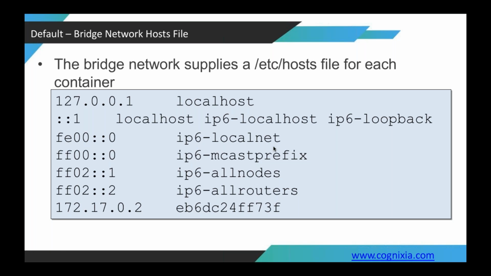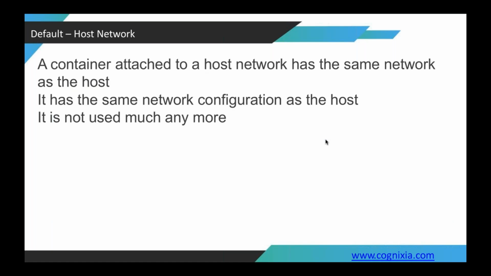So we have seen how, during the bridge networking, Docker will create an entry inside the Docker container in the etc hosts file, mapping the Docker ID to the IP that has been assigned to it by the Docker networking. Okay.